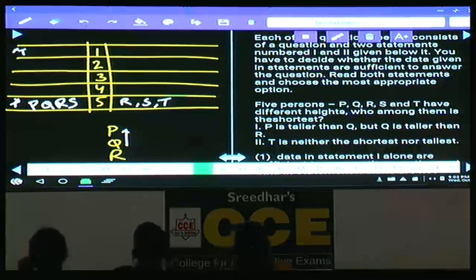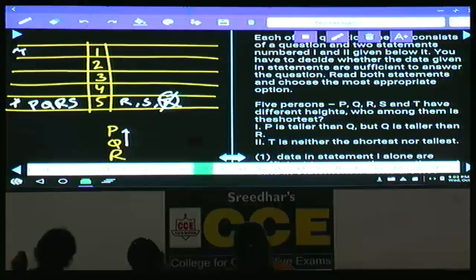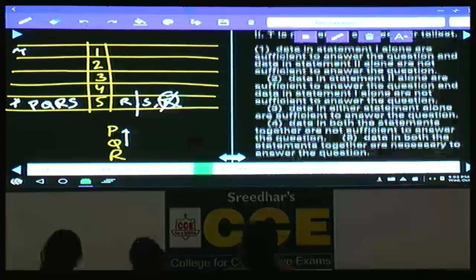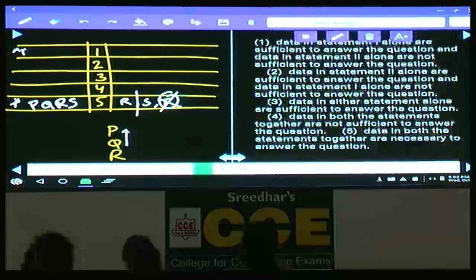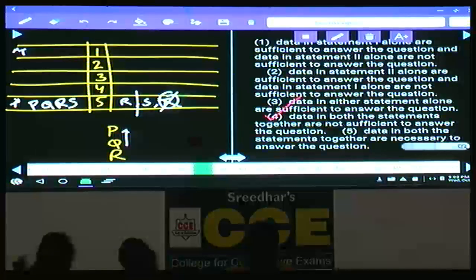Hence, these 2 are not sufficient here. Then by combining these 2, that means combining condition number 2 along with condition number 1, T cannot be the shortest. As T cannot be the shortest, then who is the shortest here? Either R or S is the shortest. And still we are having 2 different answers, and the person who is the shortest cannot be identified here. Hence, both the statements together are also not sufficient, it is choice 4.